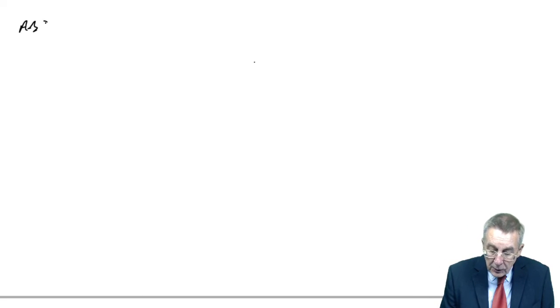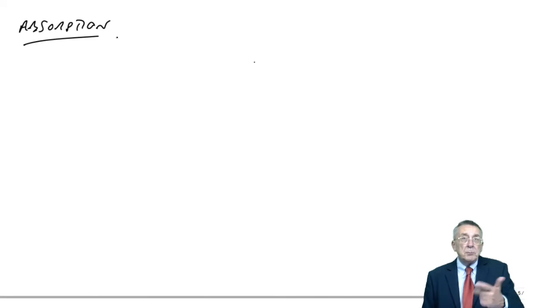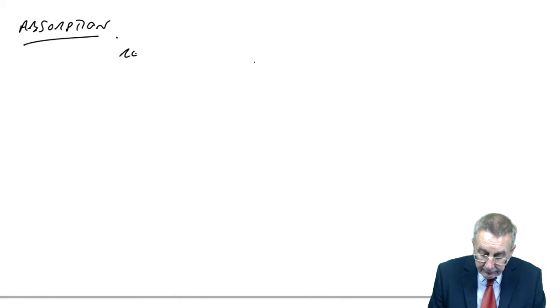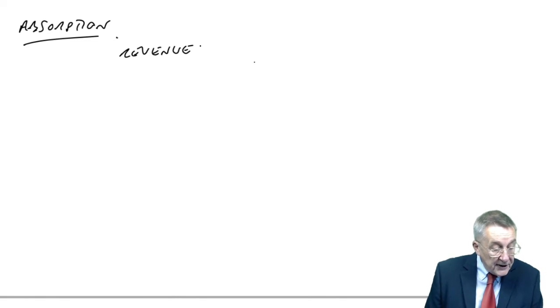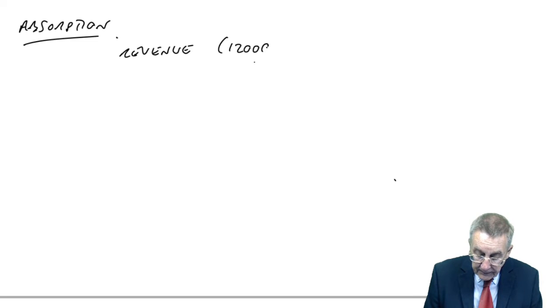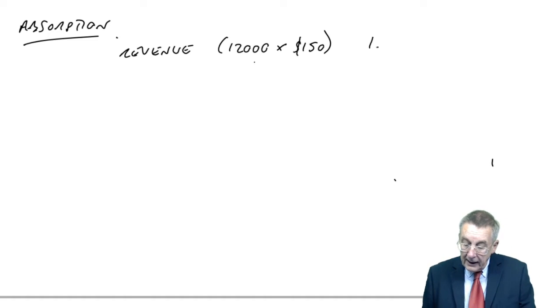I'll do it first of all, absorption. Let's do a full profit statement under absorption costing. First of all, the revenue. We're selling 12,000 units. Selling price 150 a unit. And so the total revenue will be 12,000 times 150, 1.8 million.